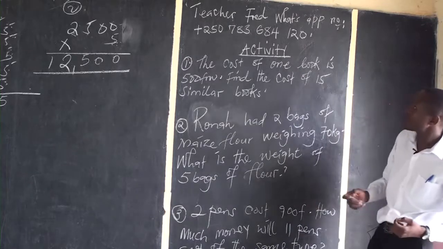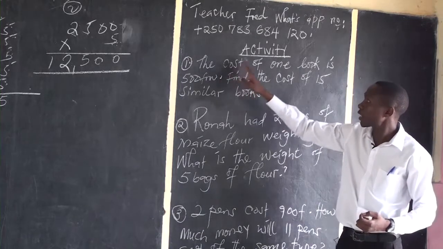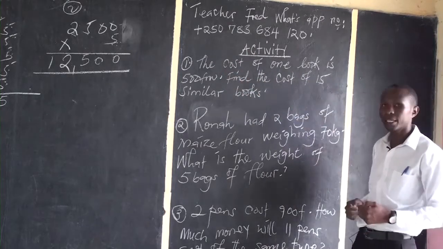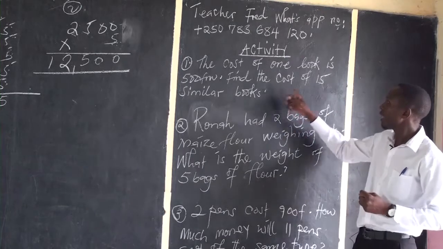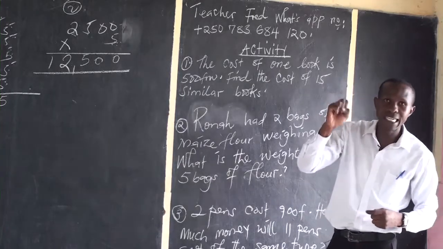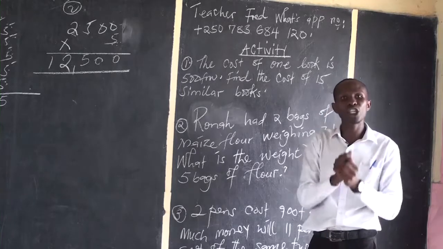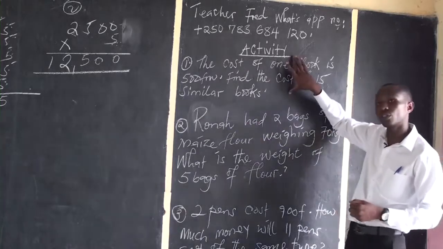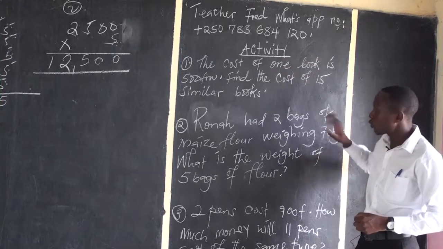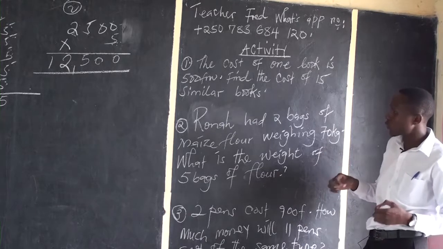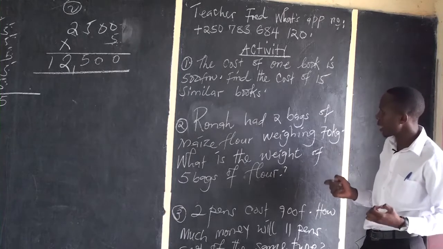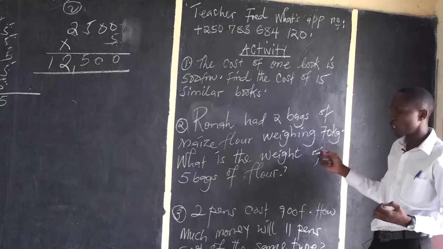Let's look at example one. Activity one says, the cost of one book is 500. One book is 500. Find the cost of 15 similar books. If one is 500, how much can you pay for 15 books is what they want you to find out on number one. Let's continue to number two and look at it. What does it want us to do? They are saying Rona had 2 bags of maize flour weighing 70 kilograms.